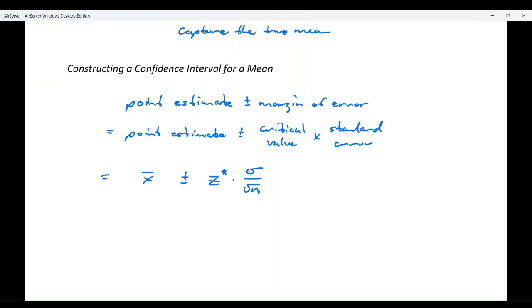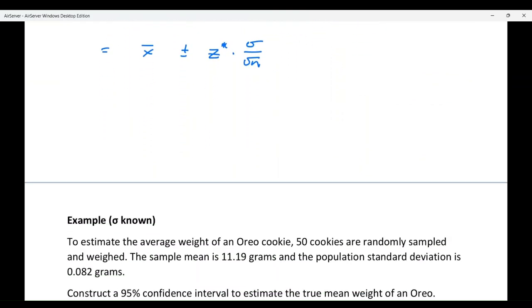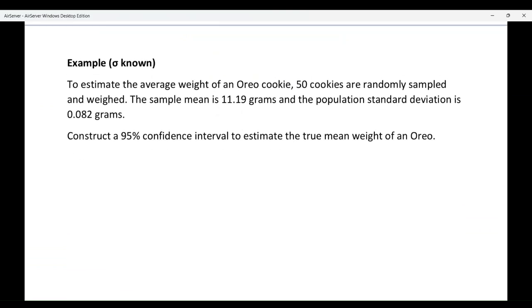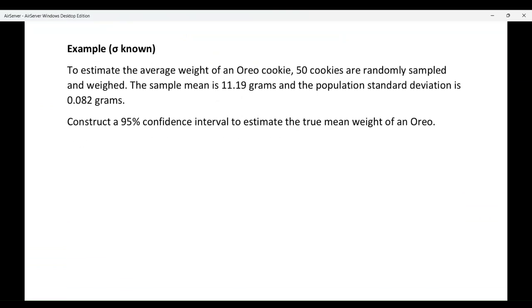Now, there's two situations that arise with this. One is where we know the standard deviation for the population, and one where we don't know the standard deviation for the population. I'm going to go through both methods and show you how to deal with both of those as we look to find a confidence interval. All right, so let's take a look at an example. We're going to start with the situation where we know the standard deviation for the population.